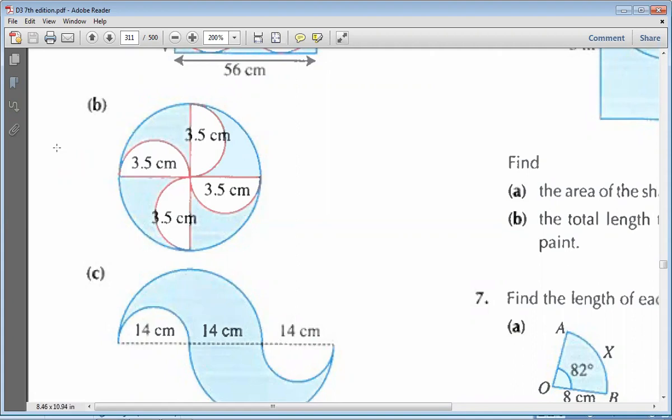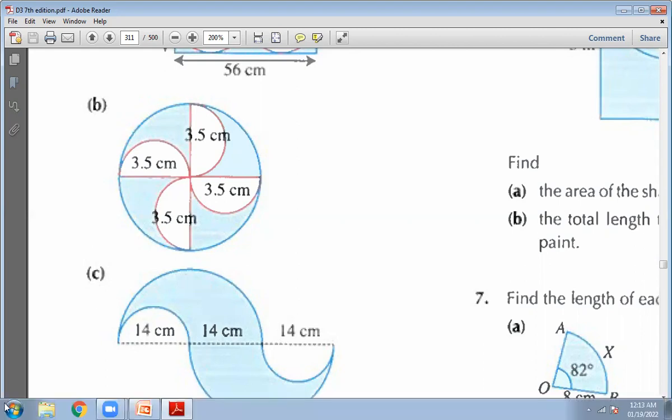The strategy is very simple. Find the area of the big circle whose radius will be 3.5 centimeter. Pi r square will be the formula for the area of the full circle. And from that area, you will subtract the area of these 4 small semicircles. The radius of these small semicircles will be 3.5 divided by 2. So then the area of the semicircle is pi r square divided by 2. And from A1 subtract 4 times the A2. So let me show you how this is done.